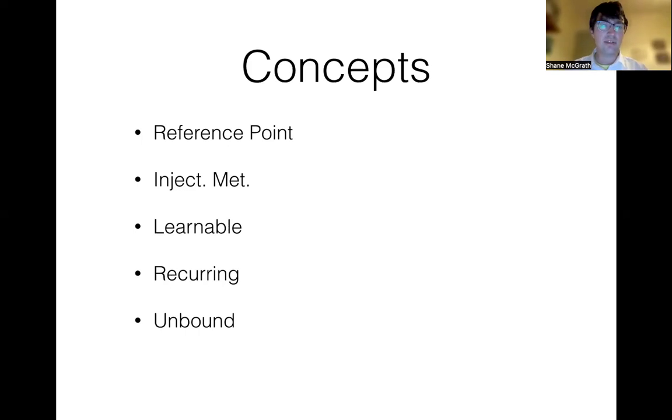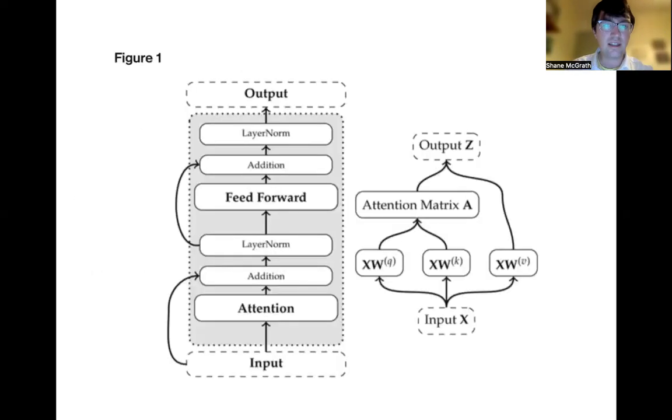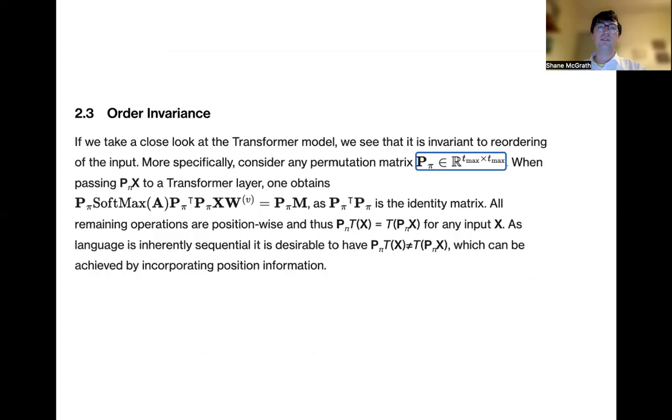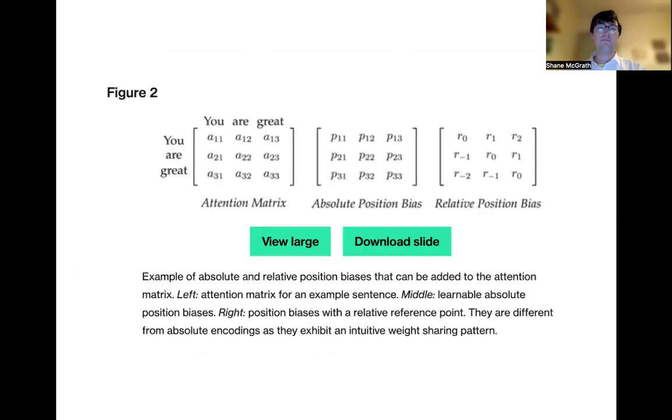So the next one is injection method. So you either inject in the input or in the attention matrix here. So two different methods. One called additional position encoding, and the other one is called matrix.